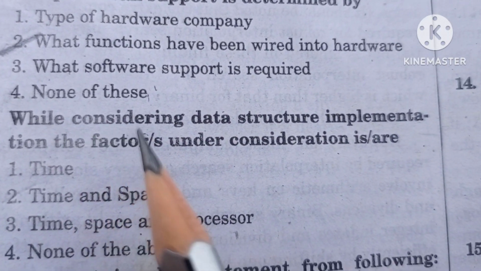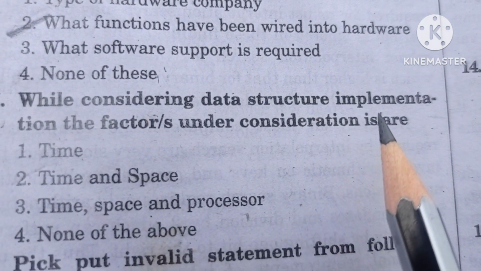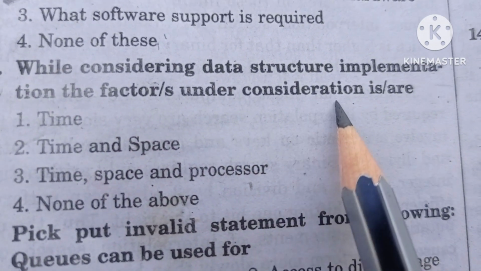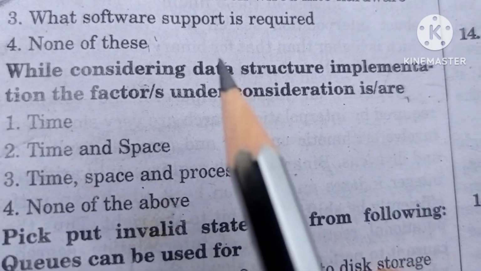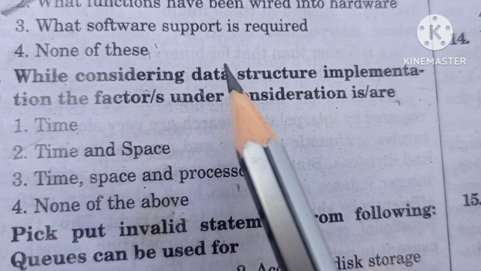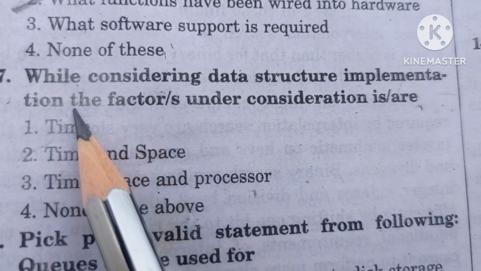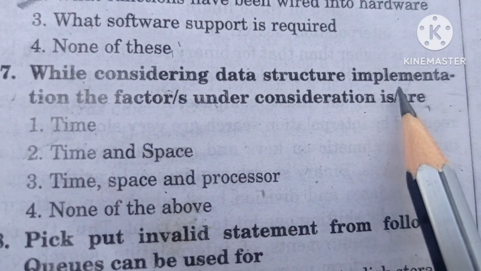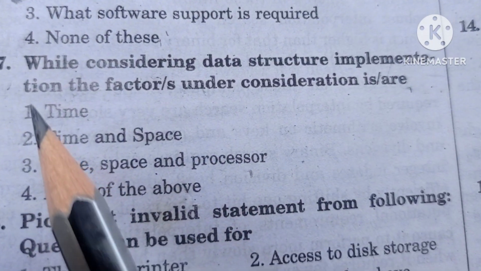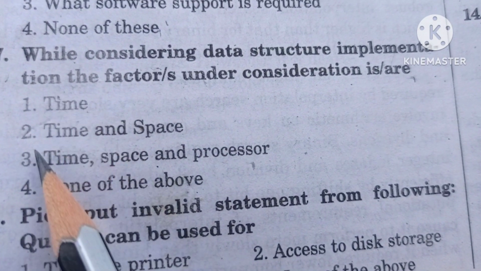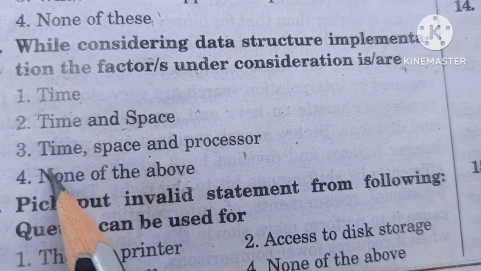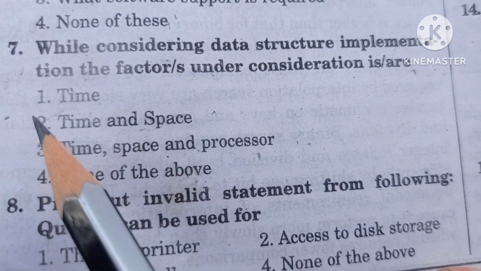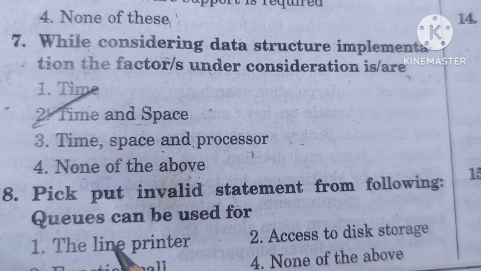Next, while considering data structure implementation, the factors under consideration are? Options: time and space, time, space and processor, none of the above. Answer is time and space.